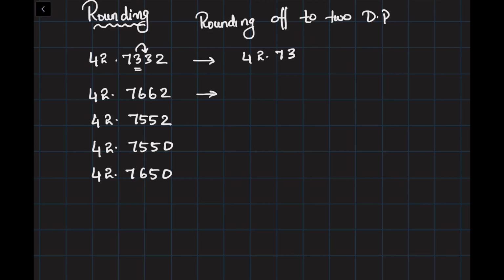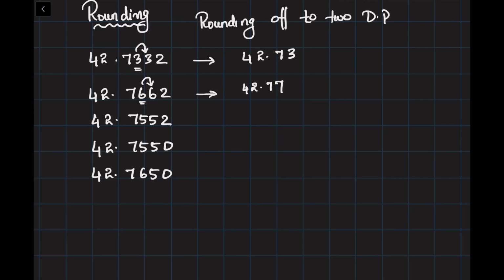So let's round off 42.7662. The rounding should happen over here. The very next number to it is greater than 5. So the answer will be 42.77. Now, I hope you understood the method of rounding.